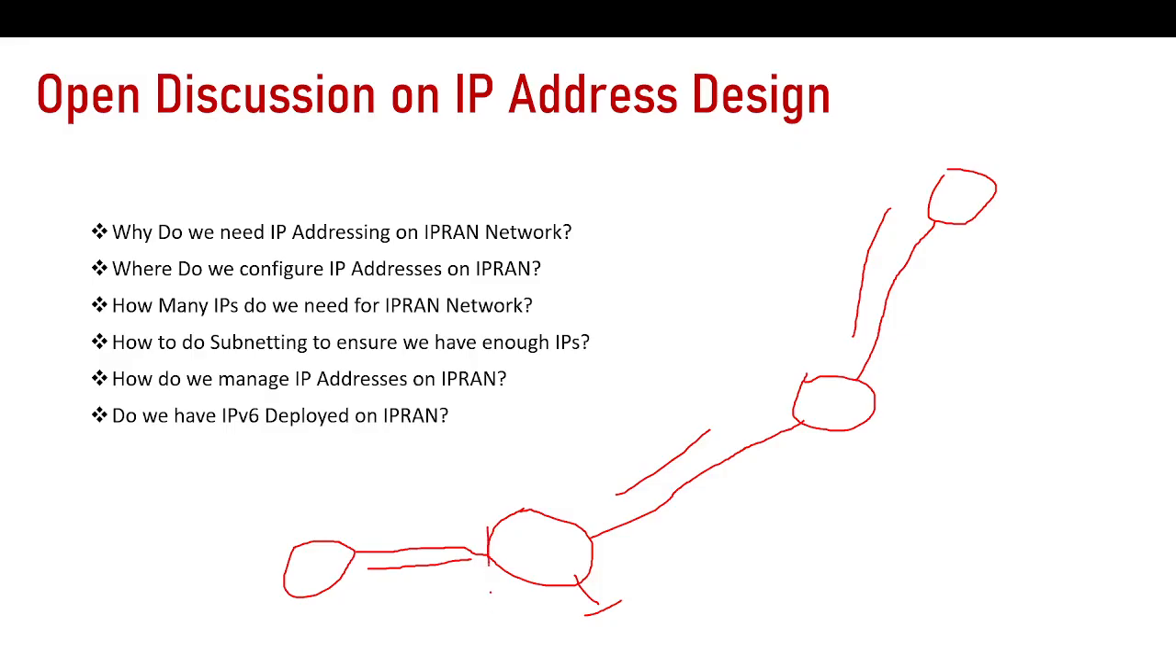So how many IPs do we need for IPRAN network? Anyone who can discuss this? How many IPs do you have for your IPRAN networks? We can say three kinds of IP address. One for user plane, the second one for control plane, and the third one is for NMS management and monitoring. Okay, thank you. Anyone else? I think you've mentioned the types of IP that you need.